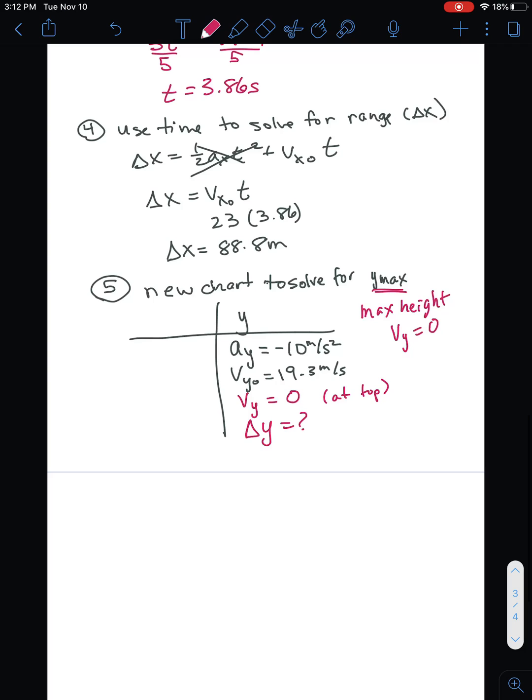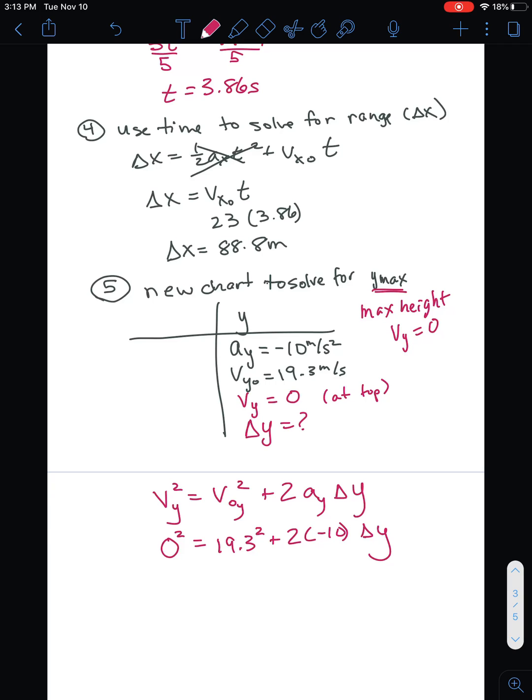And so when I have those variables, this equation just turns into the plow. I like to say v² equals v starting² plus 2 times a times my change in y. I'm going to put y's next to all of these because I'm using my y information. So I'm going to say that my y velocity is 0 at the top, that my starting y velocity was 19.3, that my acceleration is -10, and that I'm trying to find my y displacement at the top.